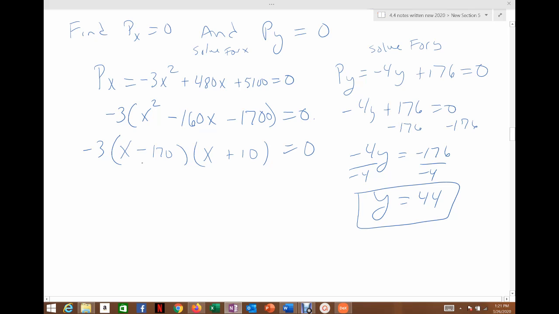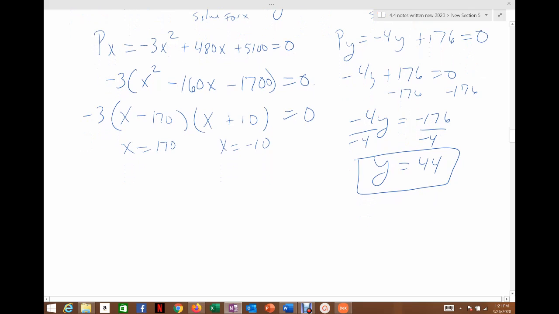Like I said, you could solve it using one of the other methods, and that's fine if you do. So each of those will give me a factor equal to 0, so I get 170 for the first one and -10 for the second one. So this means I have two critical values. When y is 44 and x is 170, both of my derivatives are 0, and so I've got a critical value. And when x is -10 and y is 44, both derivatives are 0.